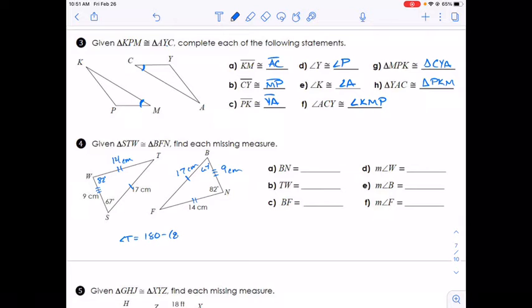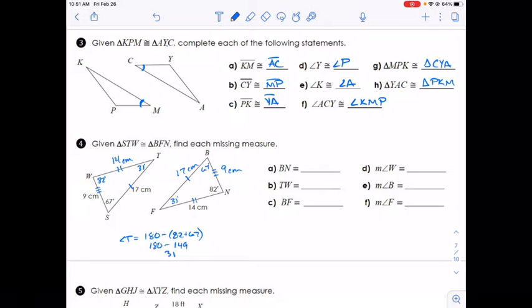So 82 plus 67. And we're going to add those up, and that's going to give us 149. So 180 minus 149, and that's going to give us 31. So 31 is our angle T, which means it's also going to be the same as angle F.